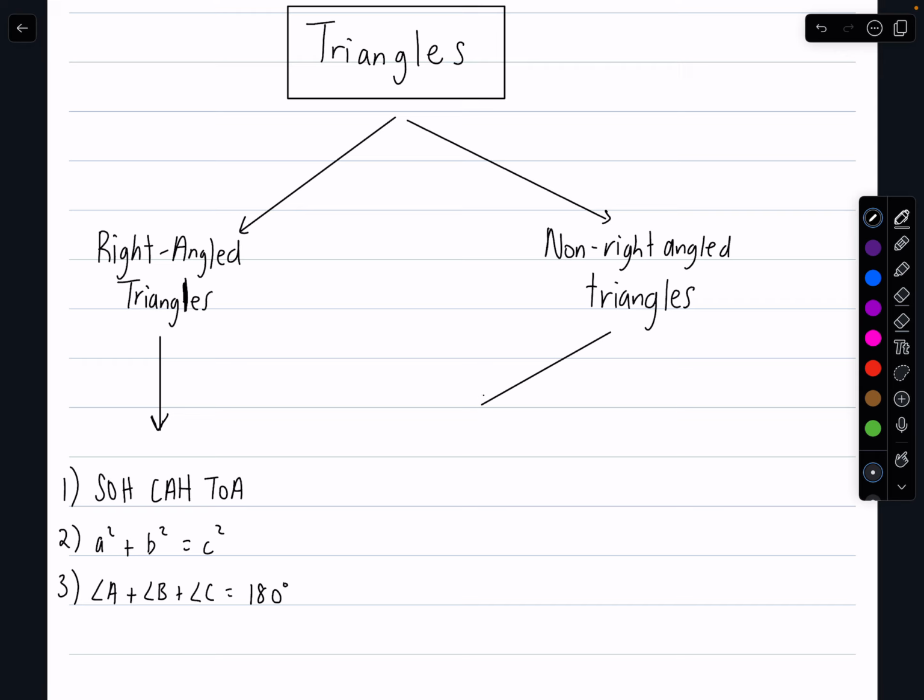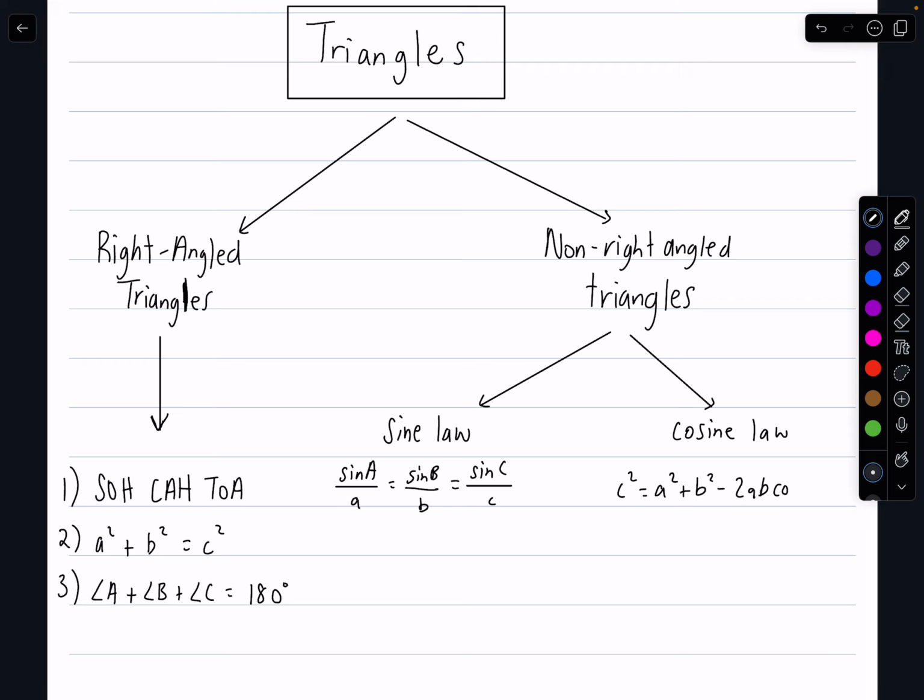Non-right angle triangles are actually split up into two different departments. The first department is sine law, and the second department is cosine law. Sine law basically says sine A over A is equal to sine B over B, which is equal to sine C over C. Cosine law, on the other hand, has a completely different formula: C squared is equal to A squared plus B squared minus 2AB cos C.